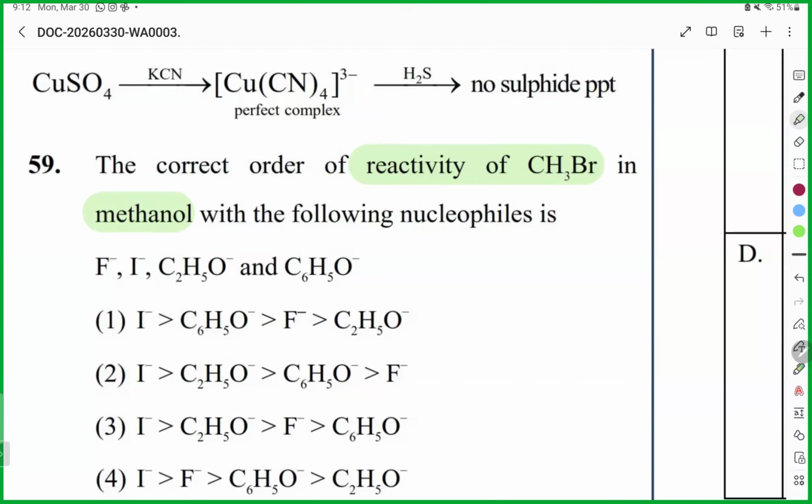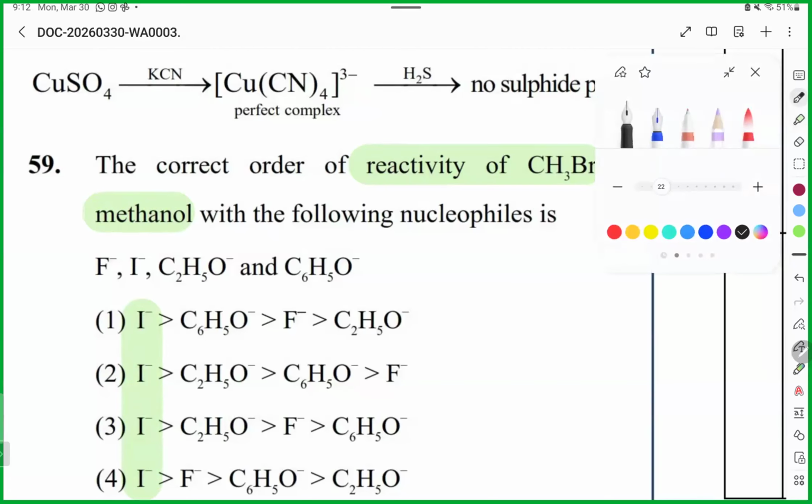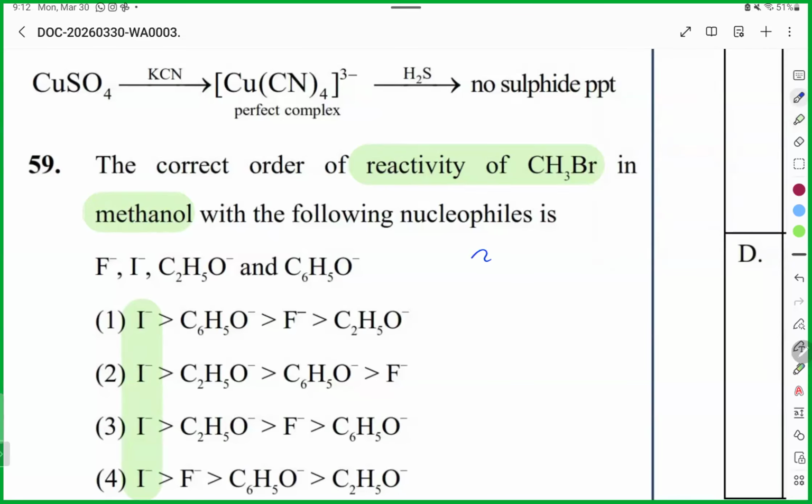At least you know from the options iodine will be the maximum because iodine is the biggest nucleophile, can easily react. Fluorine is the smallest one, so fluorine will be minimum. Done. Yes or no? Yes, sir.